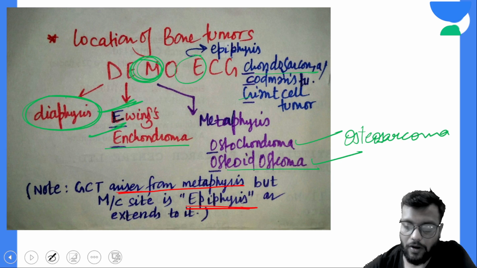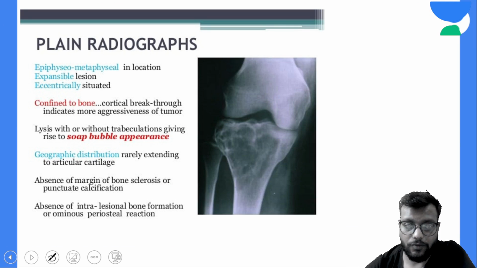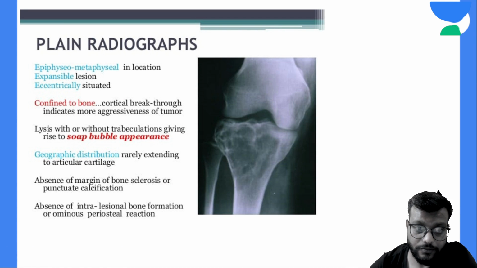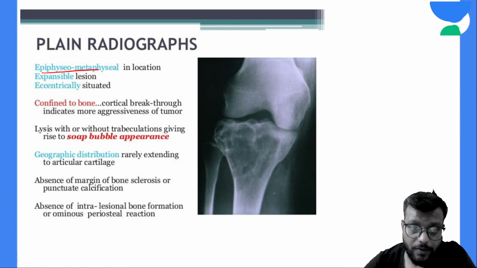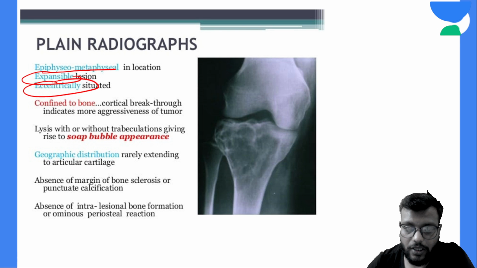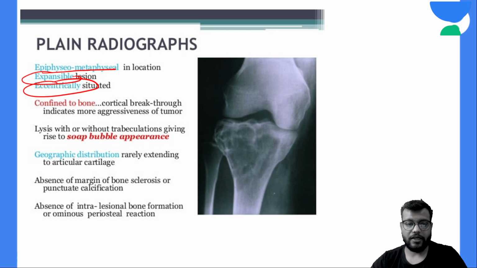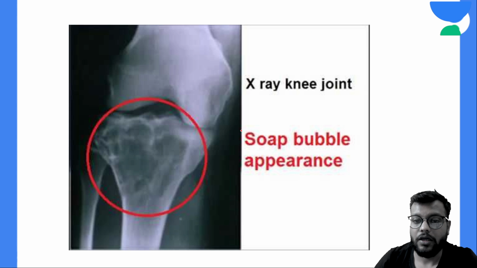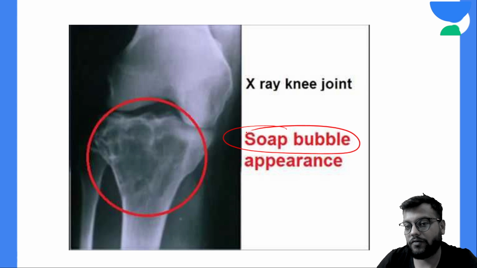Okay, this was about giant cell tumor. Okay, so it is expansile at the epiphyseal metaphyseal junction, eccentrically located, not at the center. Okay, this is your soap bubble appearance of the giant cell tumor.